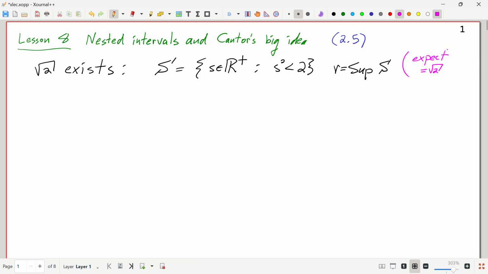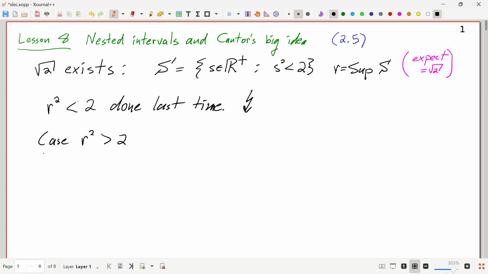That's going to be the square root of 2, which means that R squared is equal to 2. So R squared greater than 2, R squared less than 2. That's what I did last time. Done. Last time, you get a contradiction. Now let's do the case R squared bigger than 2. We're going to get a contradiction here too, but it's going to be kind of a different contradiction. So I was going to skip it and let you read it in the book, but I think it's worth talking about, to make it easier for you to read it in the book.